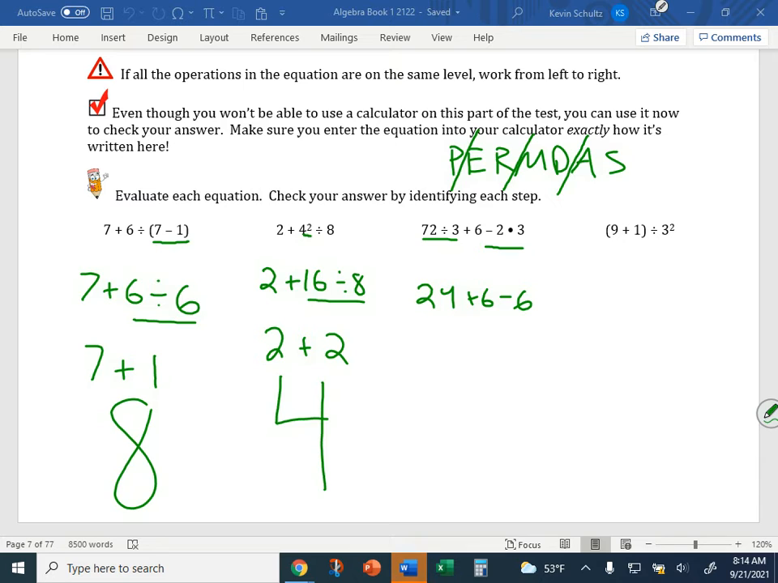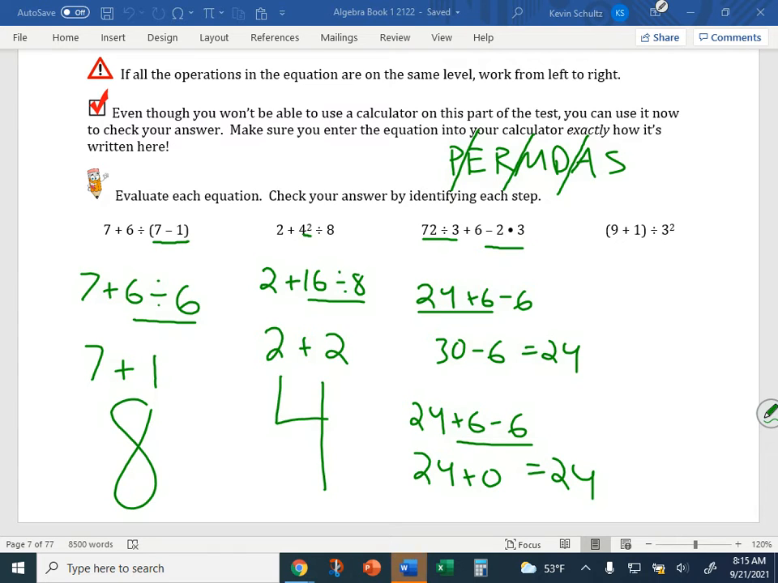Typically, we'd say work from left to right, but if I did this first and got 30 minus 6, which equals 24, or if I did this first, positive 6 minus 6 equals 0, notice I get the same answer. Okay? So it really doesn't make a difference which one you do first when you get down to operations on the same level.